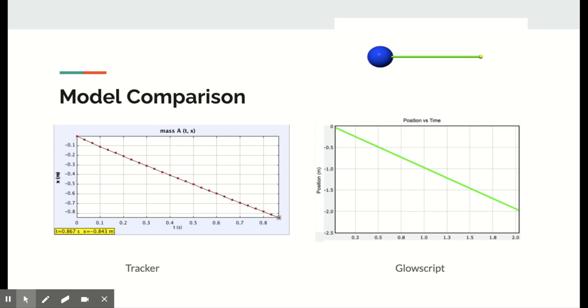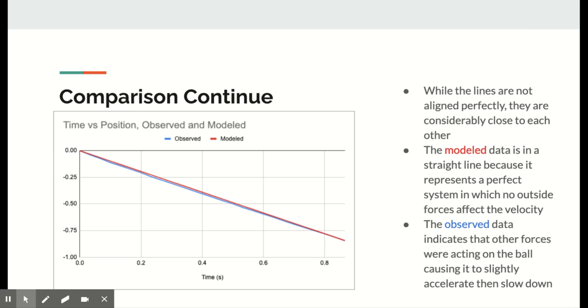This is a model comparison of the tracker and GlowScript graphs. Tracker reflects the observation that I made, and GlowScript reflects the computational model in a perfect system. By compiling the data from these two models, I was able to show them in one graph. While the lines are not aligned perfectly, they are considerably close to each other.